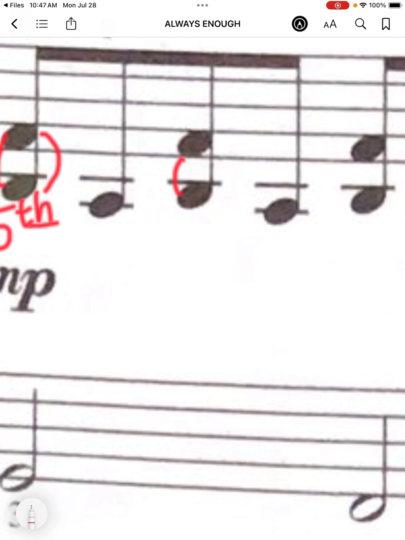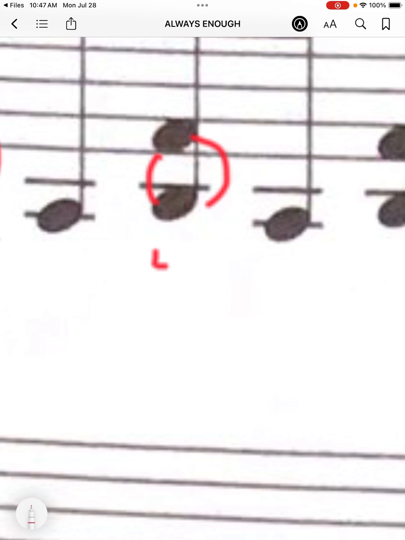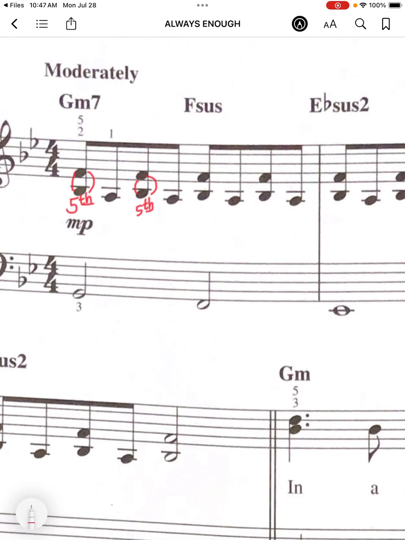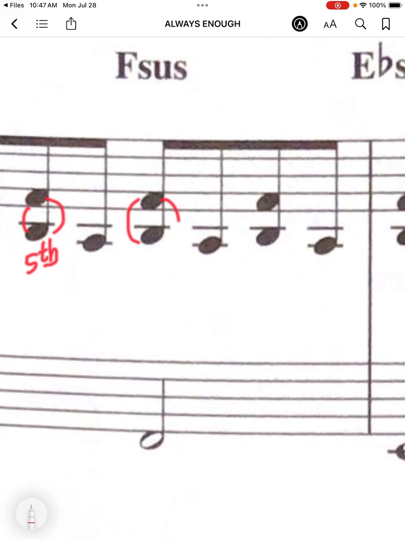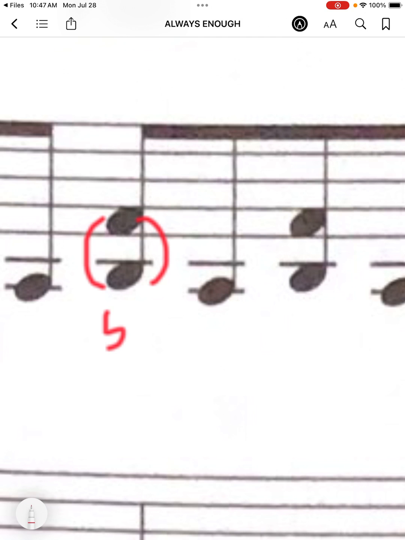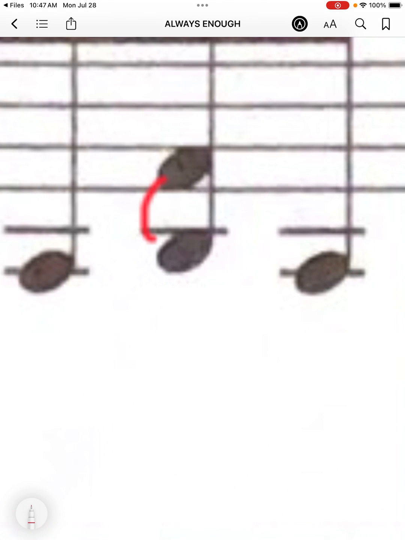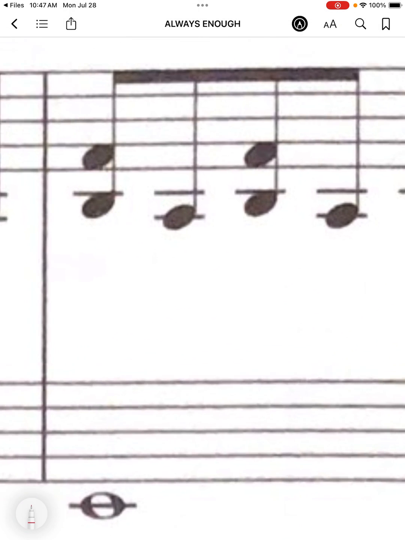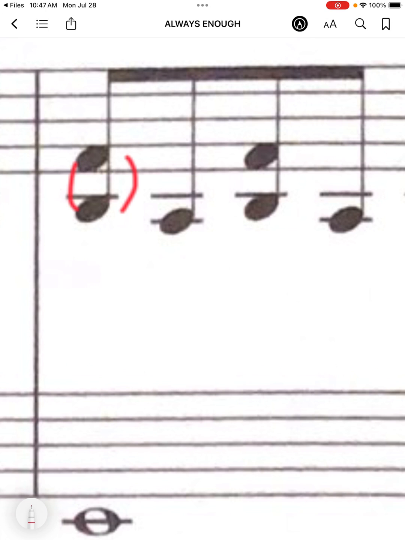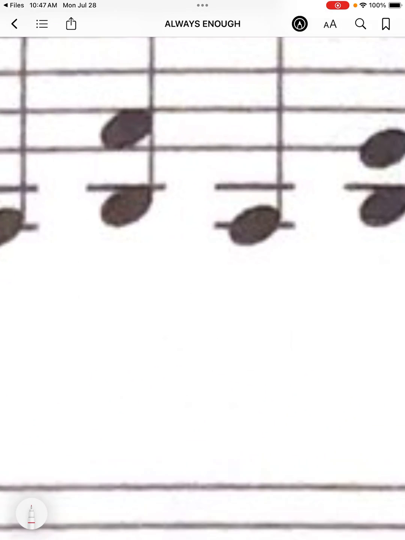Same with these two, a fifth. Same with these, fifth. Same with this one, fifth. Go back to this one over here, it's the same thing, fifth. This one, fifth again.